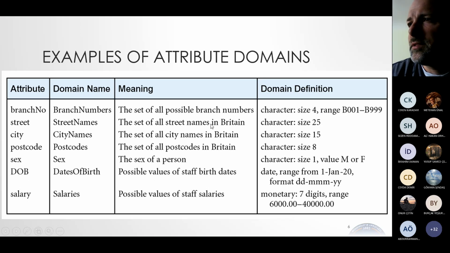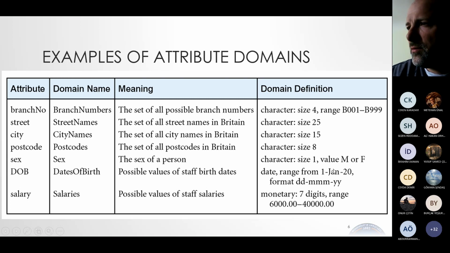The set of all street names in Britain, so clearly this is a British system. We can tell it how many characters these things can have, right? So it's a little bit different from a Java string. The gender of a person, male or female, the possible staff birth dates.